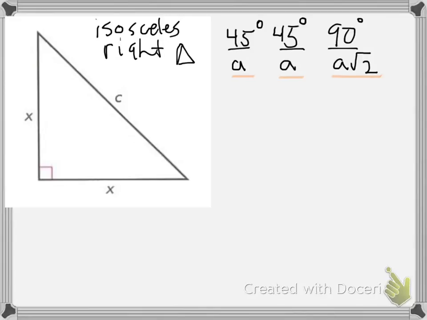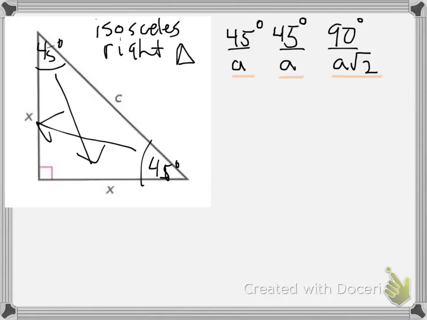So we know that this is 45 degrees and this is 45 degrees based on the base angles theorem. And so this and this, a is x, and we know it's isosceles because the two sides are both x. So you could call it a or x if you wanted. Okay, and then this c would be a root 2. And that's what it's saying in the theorem.